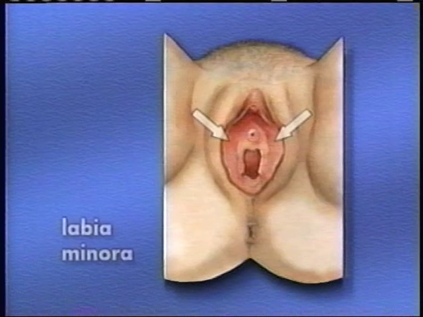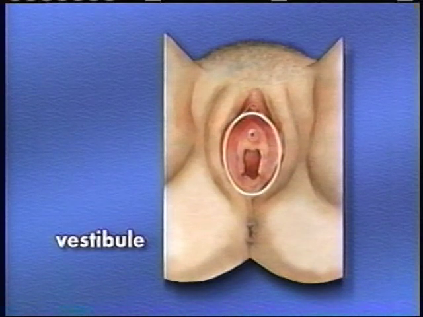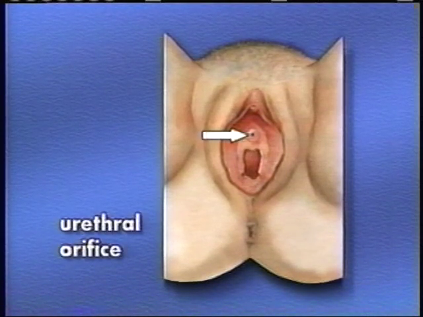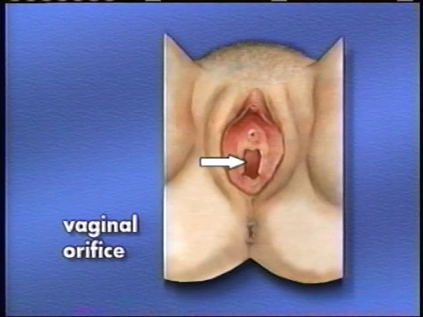The mons pubis and the external sides of the labia majora are covered with hair after puberty. Located medially to the labia majora are thin folds of hairless skin called the labia minora. The area enclosed by the labia minora is the vestibule. This region contains the external urethral orifice, the opening of the urethra, and the vaginal orifice, the external opening of the vagina.